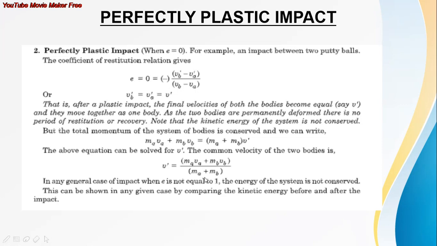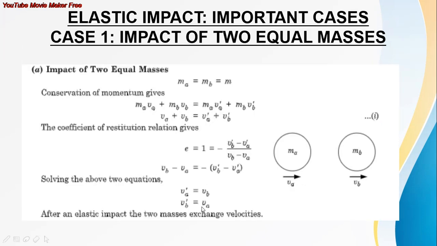So from these two cases we can see that in the perfectly elastic case there is conservation of energy, conservation of momentum and E equal to 1, and for the perfectly plastic case there is E equal to 0, and the final velocity is the same after impact, and only momentum is conserved. So this we have understood, right? Now let's do some more cases of elastic impact. I will discuss three more cases of elastic impact.